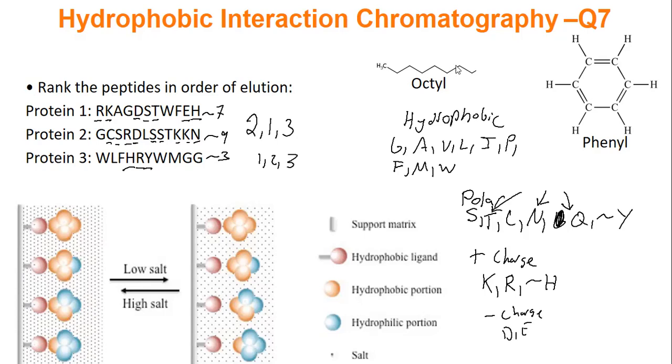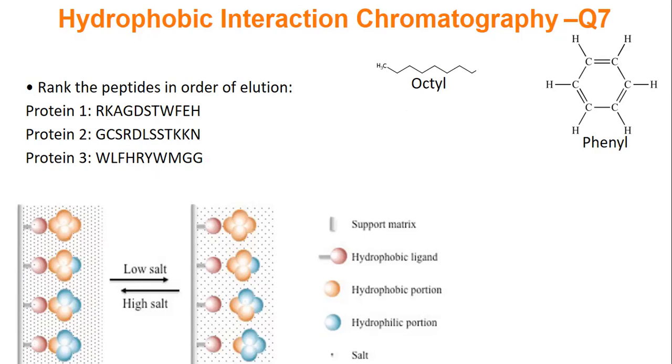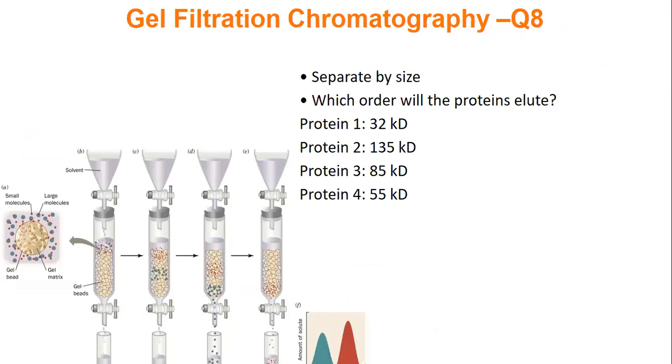Right? Now, we're going to continue on with our journey into columns. And the next one is a gel filtration column. What a gel filtration column does is that it separates proteins by size. And it does that because the matrix of a gel filtration column is full of beads. And inside these beads are little channels that are shown here.